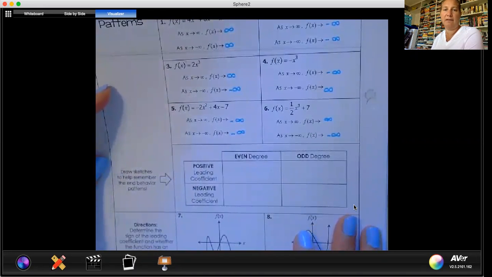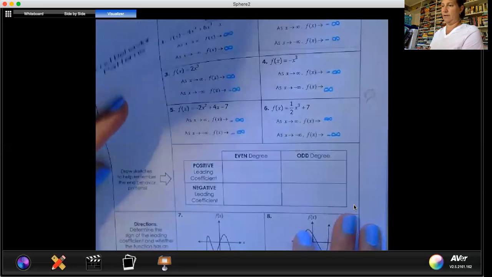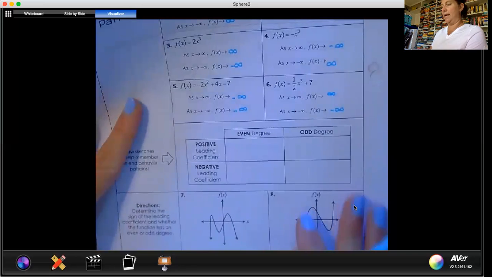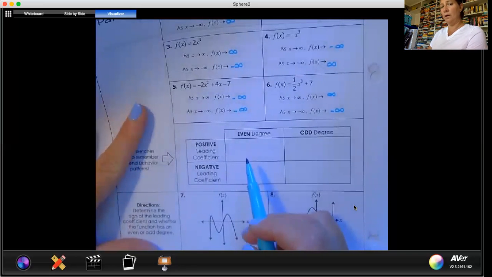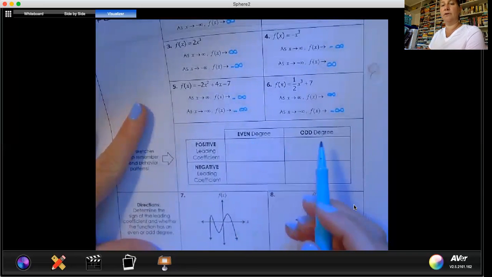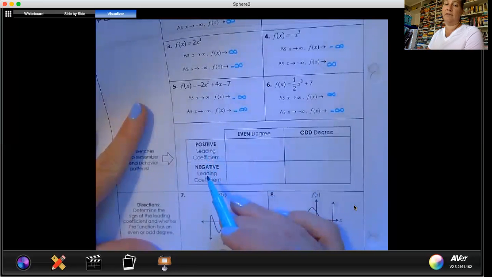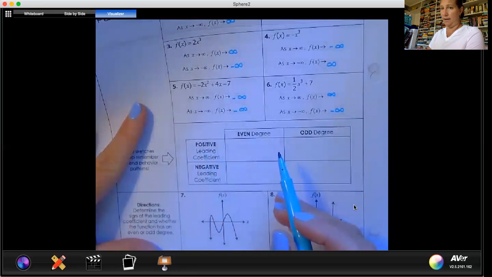As x approaches negative infinity, f of x approaches negative infinity. And number 6, as x approaches infinity, f of x approaches infinity. And as x approaches negative infinity, f of x approaches negative infinity. So now what we're going to look at is this little chart on how we can use whether a function is even or odd and whether it has a positive or negative leading coefficient to choose our end behavior.